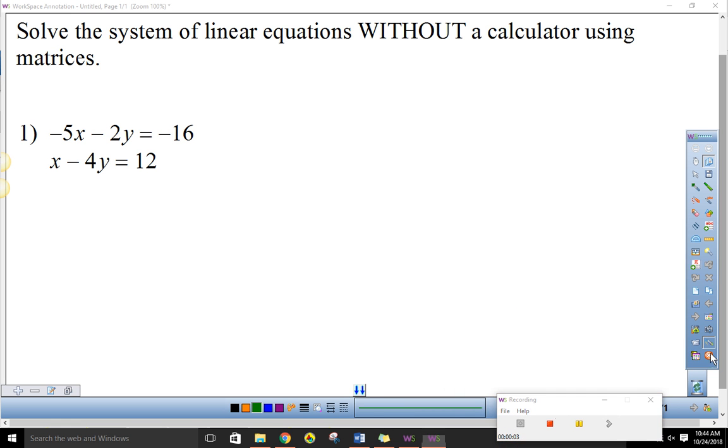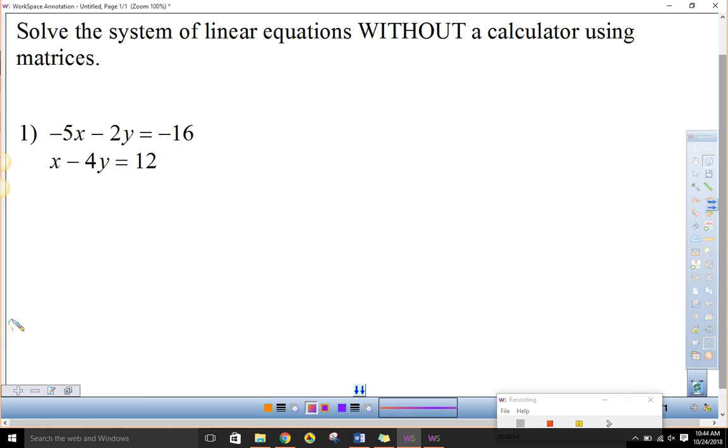Go. Tell me what I need to do first. Set up the matrix. Okay, how many matrices am I setting up? 2 by 3? Or 3 by 2, or 2 by 2? 2 by 2, right? We need 2 by 2 because we have to have our x and our y.